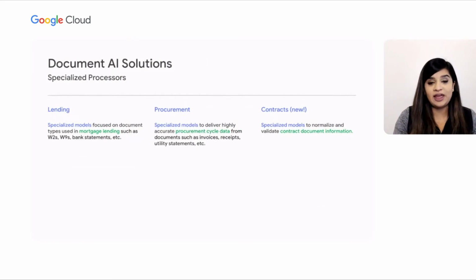Then in the middle, we have procurement Document AI. This covers invoices, receipts, utility statements, and more. And this is what we'll be demoing today. But before we get there, let me talk about what we just launched at Next this year, contracts Document AI. It's been said that contracts can be some of the most important business documents that you have.